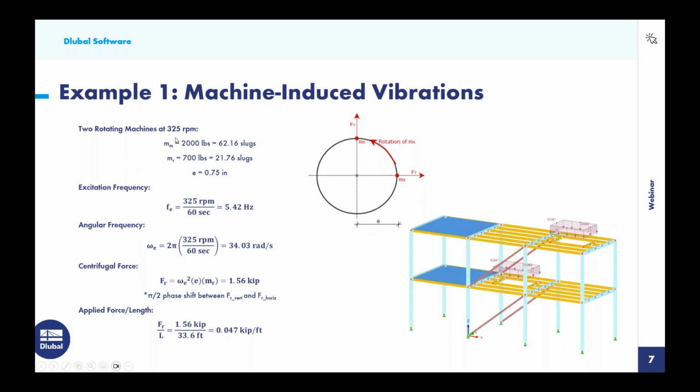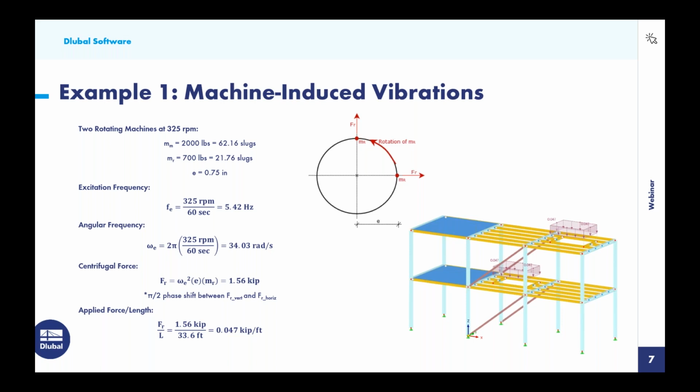So these machines are operating at 325 rotations per minute. The mass of the machine is 2,000 pounds, or converted to 62.16 slugs. The mass of the rotor is going to be 700 pounds, which converts to 21.76 slugs. And the rotor is going to be operating at an eccentricity of 0.75 inches.